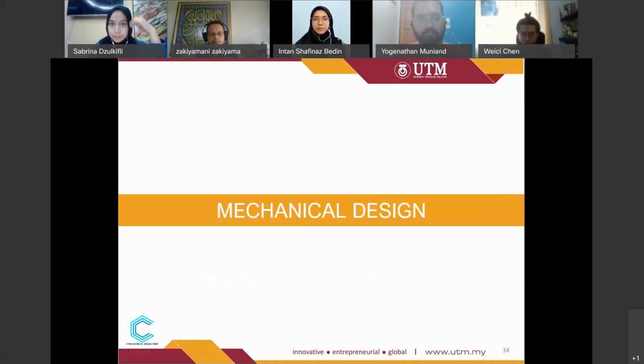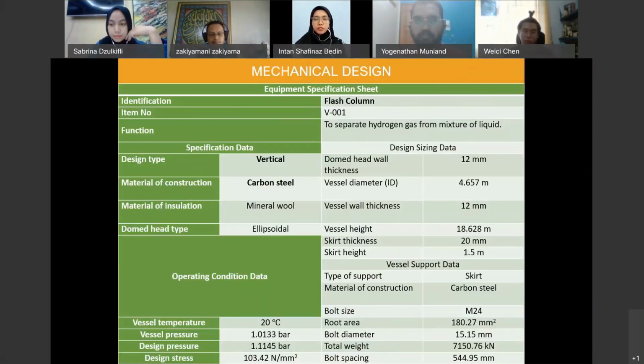Next. So next is the mechanical design. Next. We choose the flash column as the equipment for our mechanical design. So the material of the flash column is carbon steel and it is a vertical column.